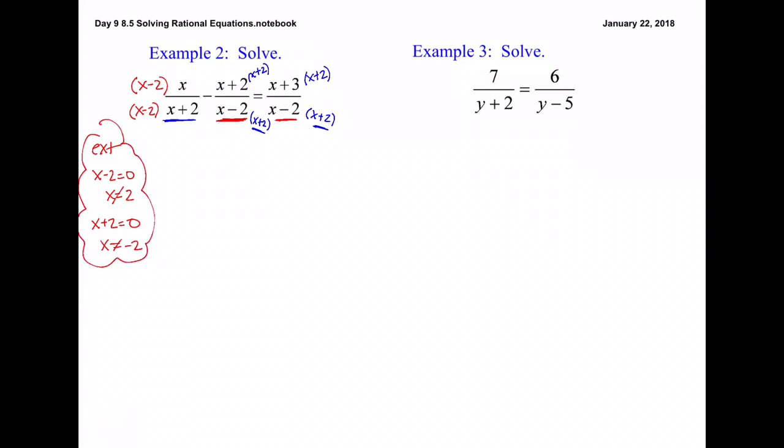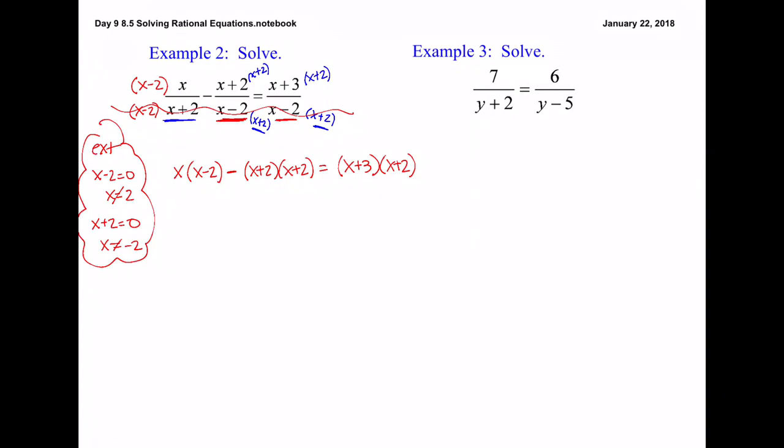All of our denominators match, so we can go ahead and cross those out. And then we're left with x times the quantity of x minus 2 minus x plus 2 times x plus 2 equals x plus 3 times x plus 2. So we have some distributing we need to do.